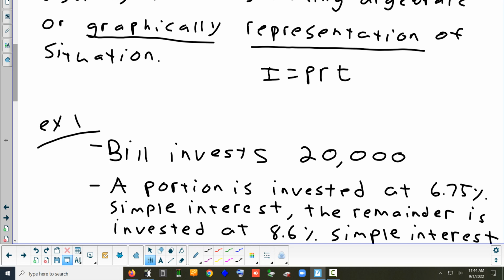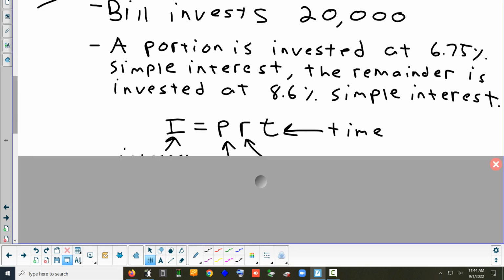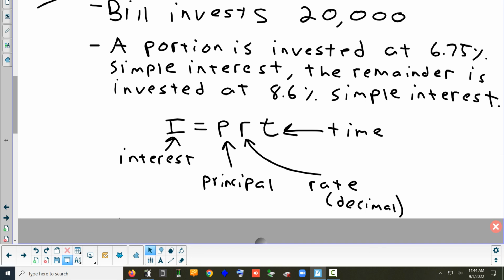So, Bill's going to invest $20,000, and those are the two different options he has. The formula that we're using to calculate the interest he's going to make is I equals PRT. Yep, I is interest that he makes. P is the principal, or the amount of money that's invested. R is the rate that the investment pays you.